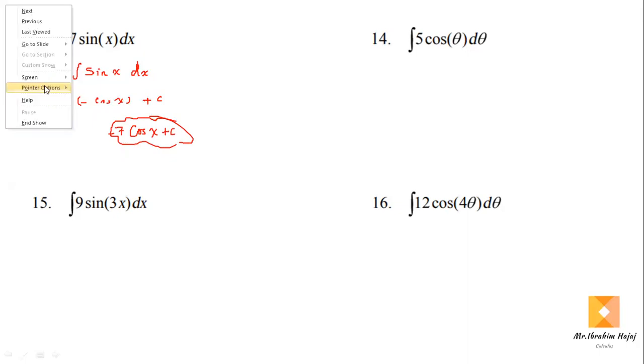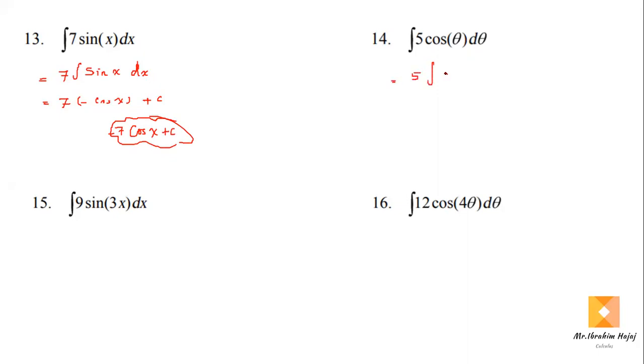Thank you, Sam. نروح ل question number 14, which is 5 cosine theta d theta, which is 5 as a constant, times the integral of cosine theta d theta. The rule here, we just apply the rule: leave the 5 the same, and the integral of cosine is sine. The integral of cosine is what? Is sine theta plus c.